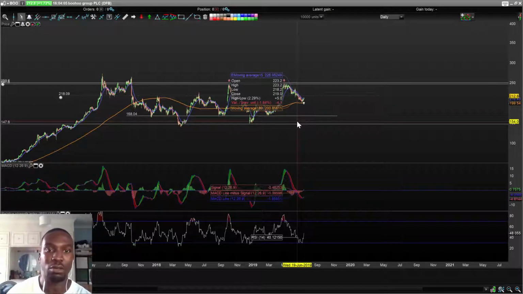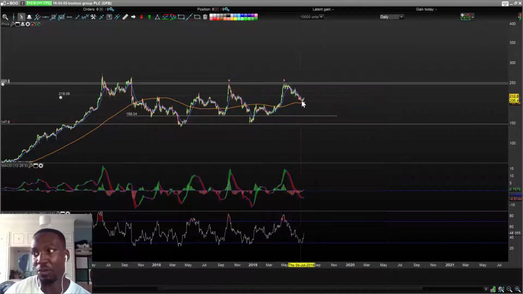But as we know, when America coughs, Europe sneezes. So the fact that it stimulated the American market, I think, has had a positive knock-on effect to the European market, which is why all of these bearish stocks are starting to reverse and show bullish signs. And the same has happened here with Boohoo.